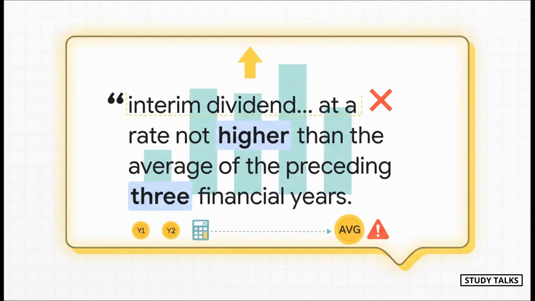Now let's talk about a classic ICAI twist. The rules we just went through, they apply to the final dividend. But what if a company is currently making a loss and wants to declare an interim dividend right now, during the year? For this very specific situation, there's a single, simple rule to remember. The rate of this interim dividend just cannot be higher than the average dividend rate of the 3 financial years that just passed. It's a simple exception, but a very important one to keep in your back pocket.